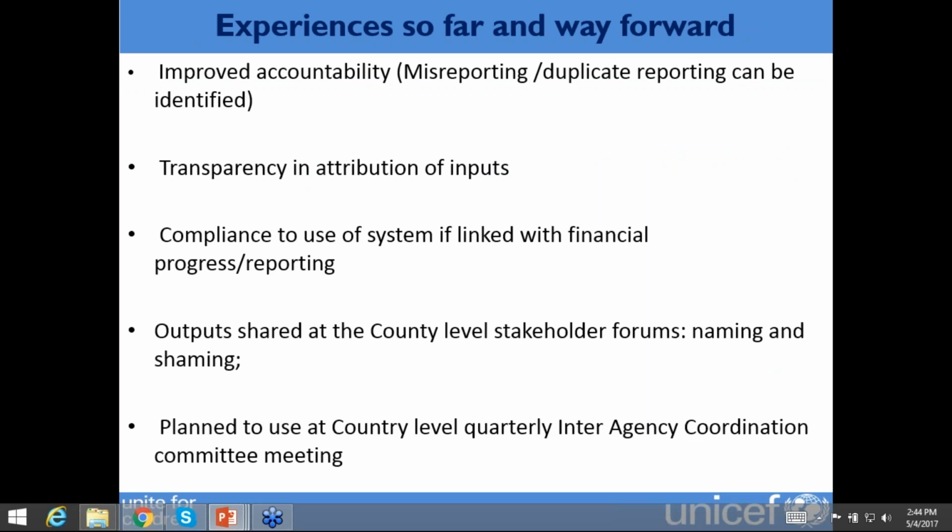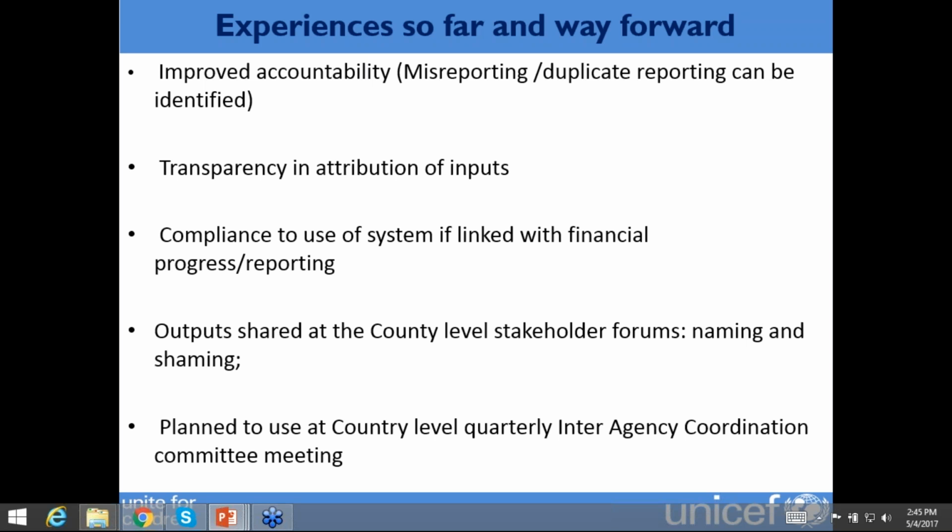So coming to some points, as experiences that we have learned so far, one as you see here is it has really helped in improving accountability and reducing the misreporting and also the duplicate reporting, because there were cases where the same villages were triggered a few years back, and then somebody else went there because there is no institutional memory that can be recorded, and even if the record is there, nobody is looking at what was happening and what investment has gone into those villages.